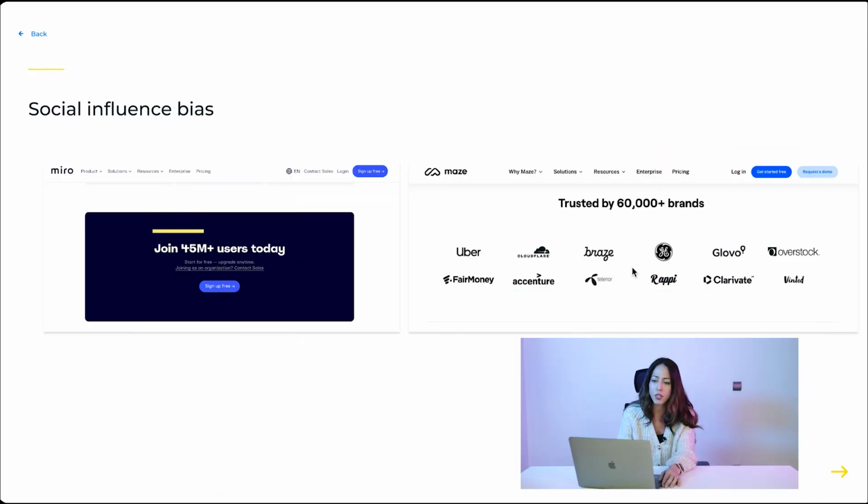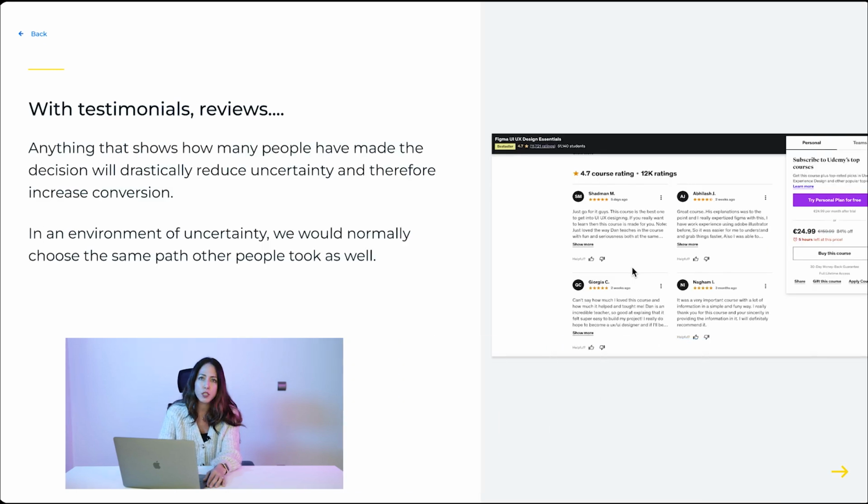Another way is by social influence bias. Companies normally show how many users they have or how many trusted brands use the product already. And of course with testimonials and reviews. So anything that shows how many people use the product or made the decision reduces uncertainty and therefore increases conversion. In an environment of uncertainty, we would normally choose the same path that other people took as well.